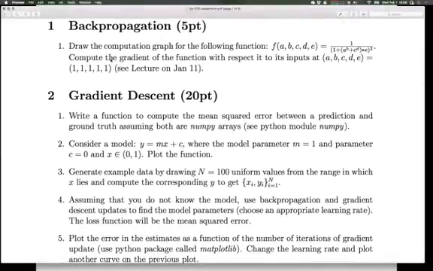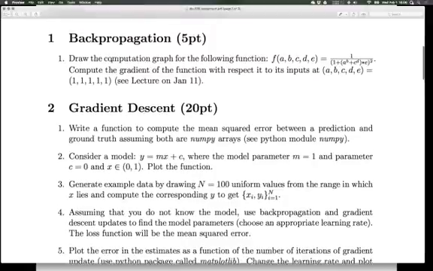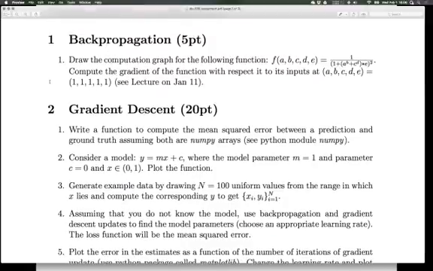Some questions require a little bit of hand-based answers, so you may want to type it up or write it on paper. The first question is about backpropagation. Here you need to do the exercise that we did for an example function in the first and the second lecture.